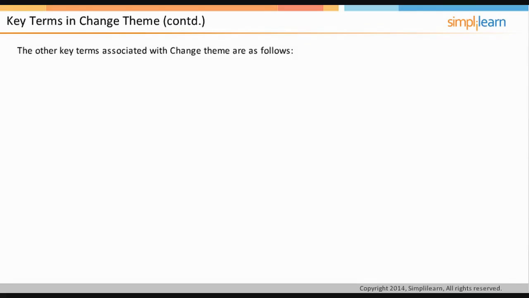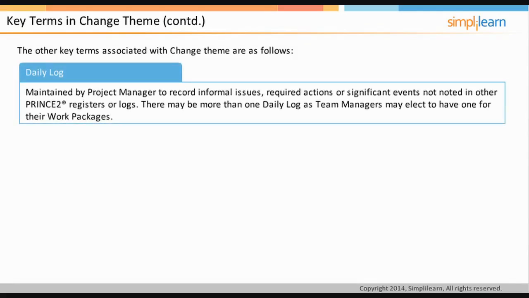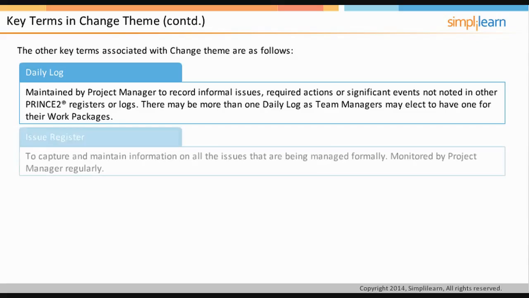The other associated key terms are daily log. A daily log is maintained by the project manager to record informal issues, required actions, or significant events not noted in other PRINCE2 registers or logs. There may be more than one daily log, as team managers may elect to have one for their work packages. Issues initially captured on the daily log may later be transferred to the issue register if, after examining them, it is decided that they need to be treated more formally.